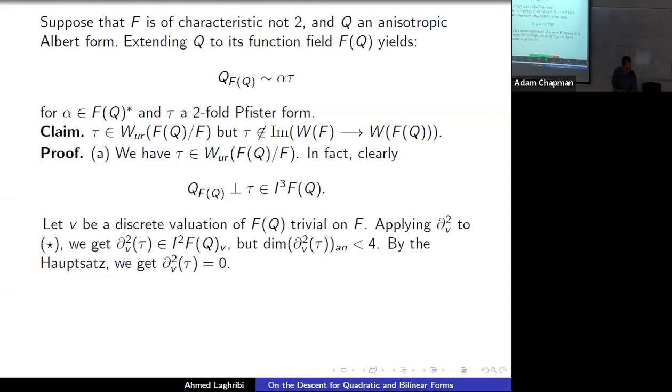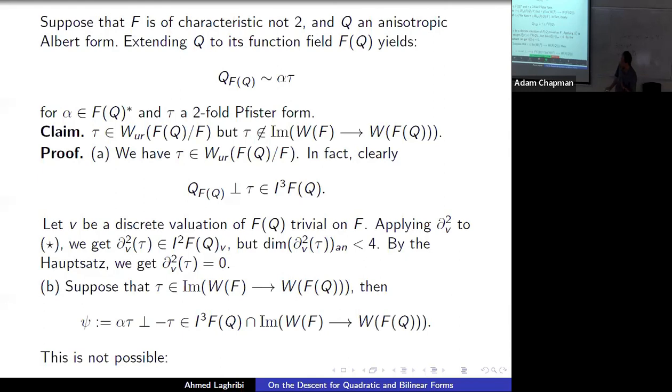As I said, I couldn't correct something. Star, what was this relation? Yeah, sorry. From yesterday, I couldn't correct many things. So, okay, we have tau is unramified. Now, we suppose that tau belongs to the image.